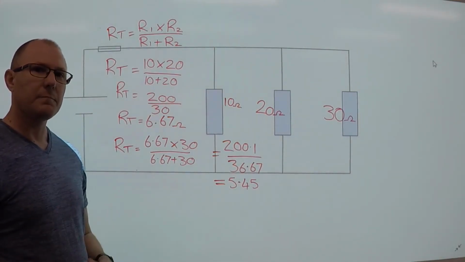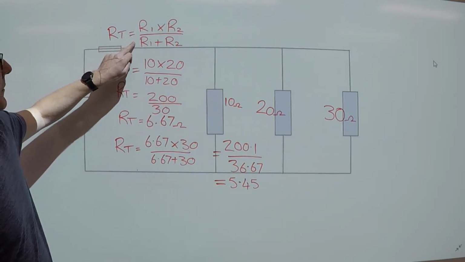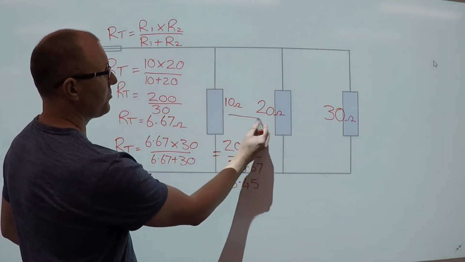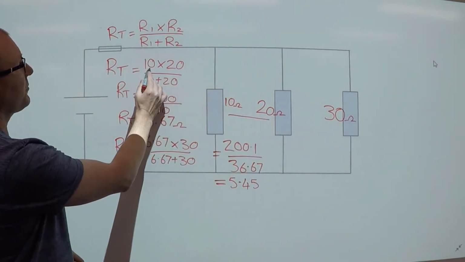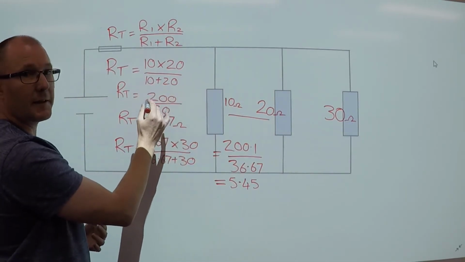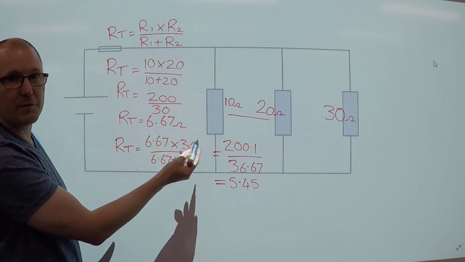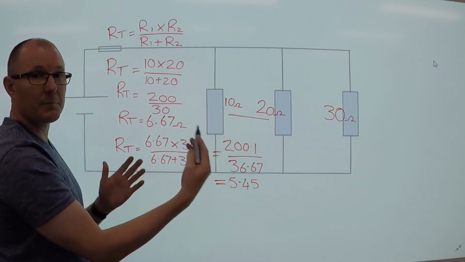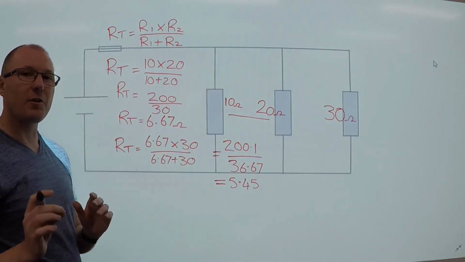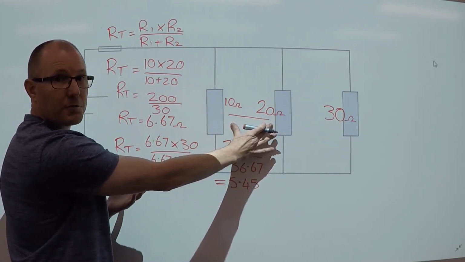Okay, now my way. Let's try it. So if we use the formula that I discussed earlier, and we take these first two resistors, so 10 times 20 divided by 10 plus 20, that gives us 200 divided by 30 equals 6.67 ohms for the first two in parallel. Now we rewrite the formula, but this time R1 is now the total of the first two resistors.